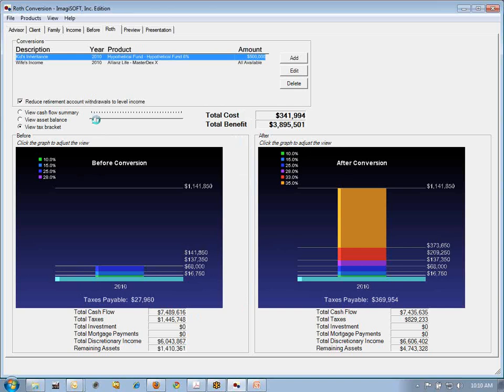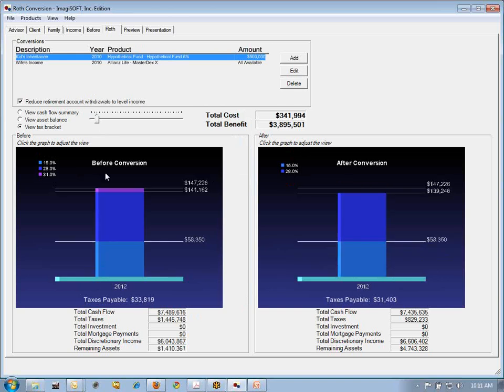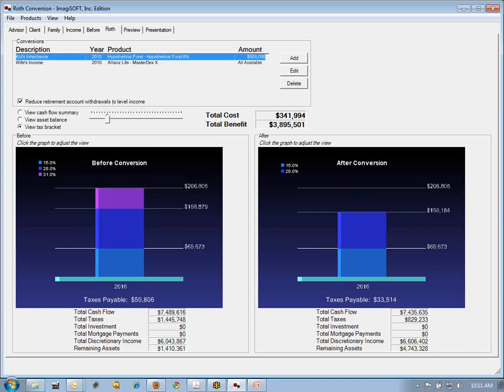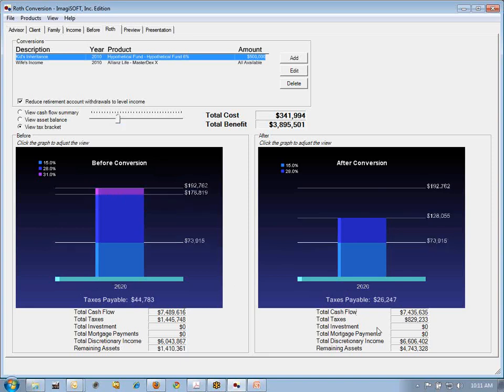Okay, what is the benefit? You can slide this along. You can see, let's go in 2012, the taxes are lower by $2,000. We go in, they're lower again by $2,000. Then we have the RMD. The RMD is almost all taxed in the 31%. The tax difference is $17,000. And just keep going. You see it's dramatic, and it's bigger and bigger every year.